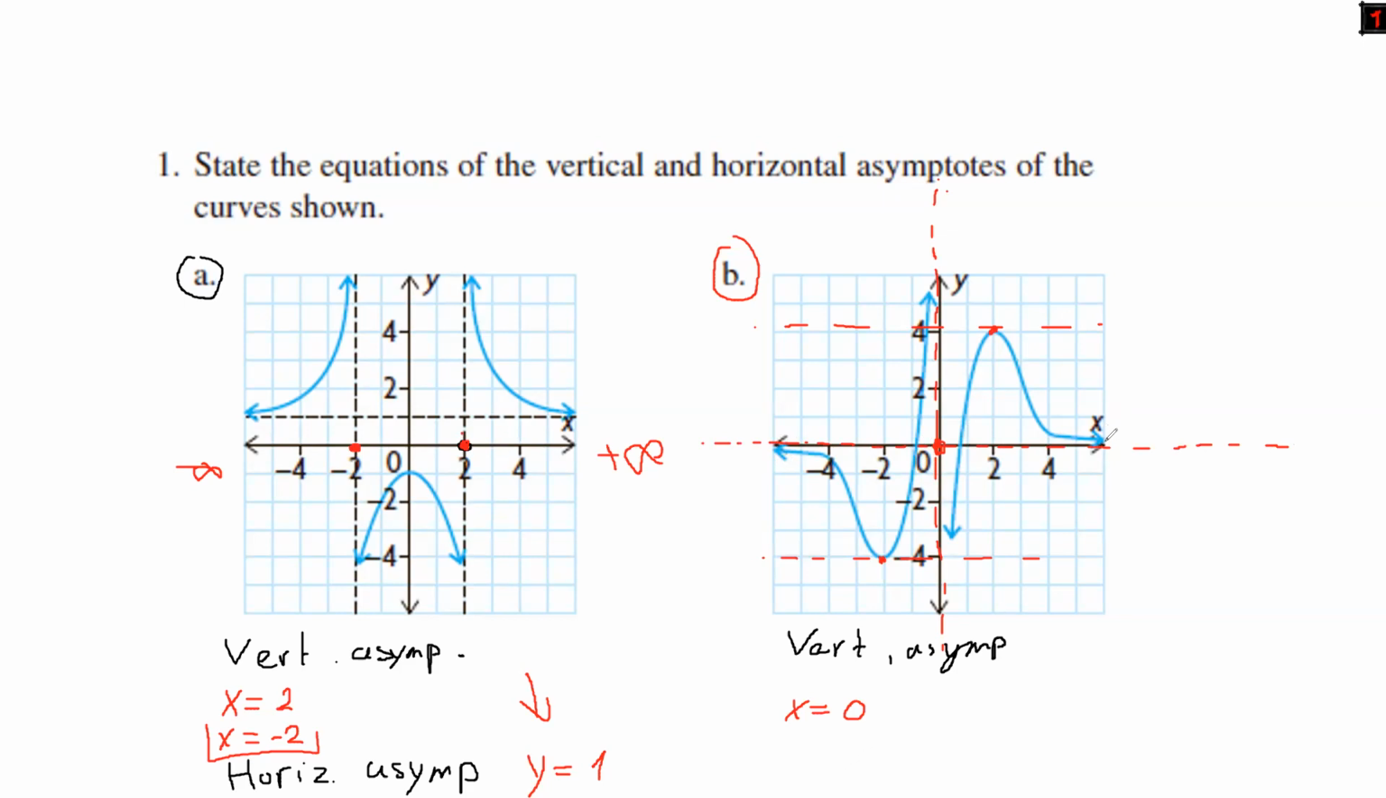Because as you can see, as x tends to positive infinity, y is limited to 0, and as x tends to negative infinity, we're going to have the same limit of the function, y equals 0. The graph crosses at x equals 1 and -1.